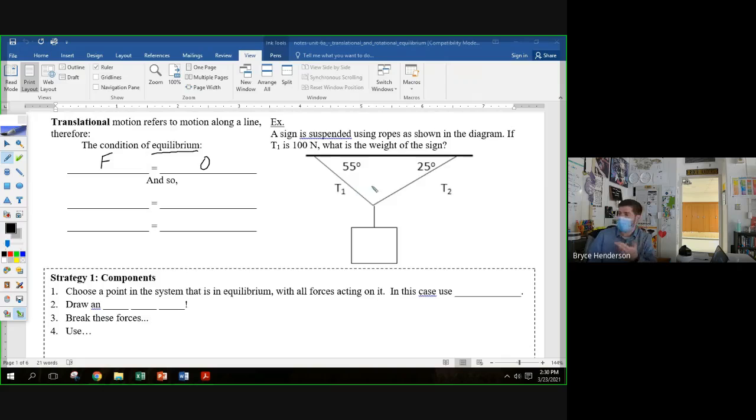Because if I had this, let's look at the right example. It says a sign is suspended using ropes as shown in the diagram. If the tension 1 is 100 newtons, what is the weight of the sign? Right there, they're telling us a force that's not 0. So really what we're saying is not that each force is 0, but that the total force, or the sum of forces, is 0. This sign that I've just drawn here, that's sigma.